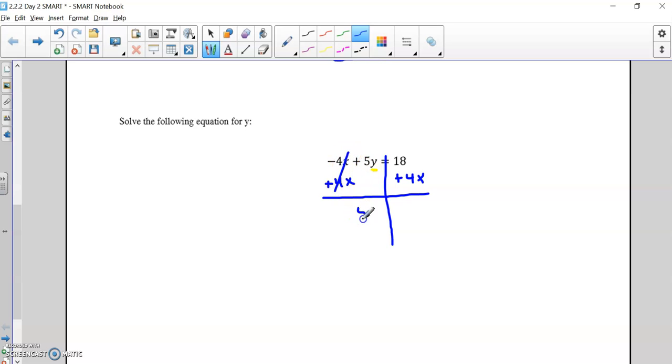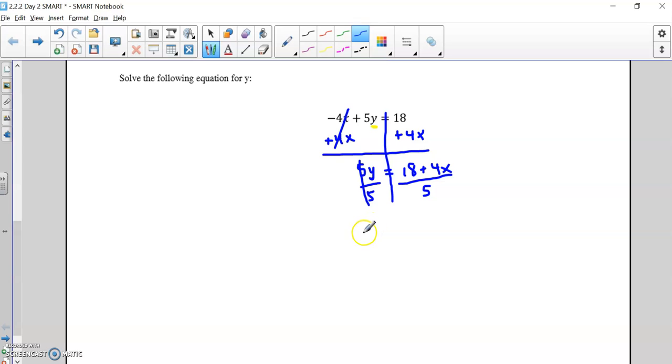Okay, so this cancels, and we have then 5y on the left, and on the right we have 18 plus 4x. We cannot combine these two to equal 22 because they're not like terms. One has an x and one doesn't, so we just leave them separate. And then the last step we're going to do to get y completely alone is divide both sides by 5, because that is going to finally get y completely by itself. So our answer then is this. And you want to actually do the division. If you can't do the division, you can just leave it as a fraction.